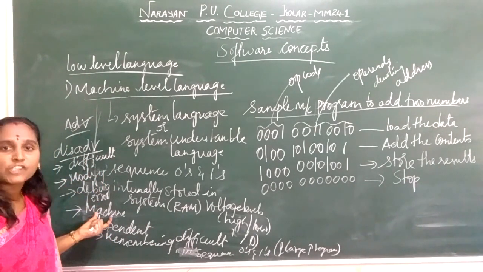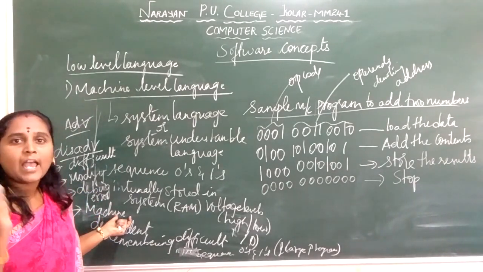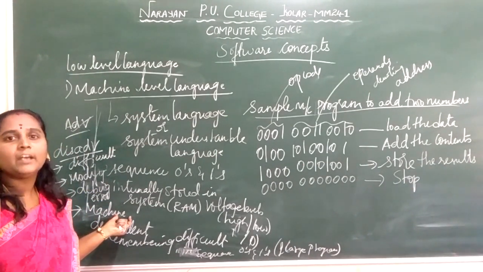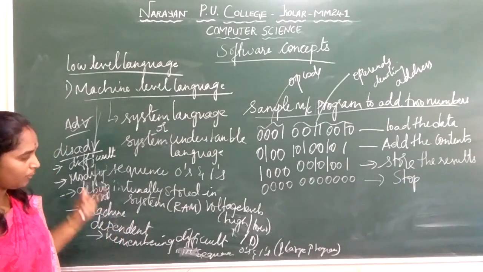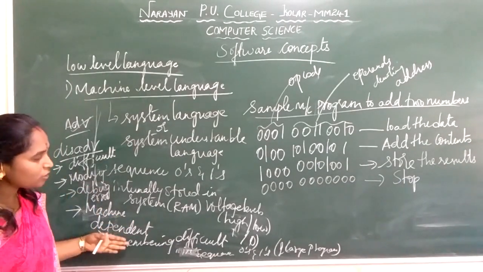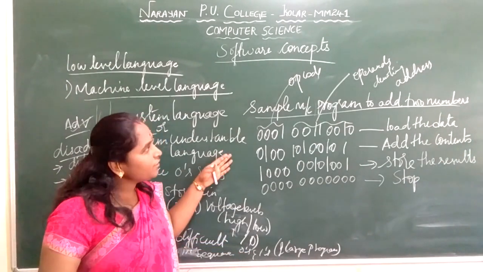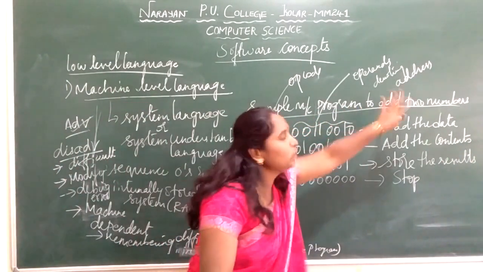Apart from that, it is machine dependent. So once it is machine dependent, the programmer has to know the internal structure of the system. If it is a large program with large sequences of zeros and ones, it is very difficult for a programmer to remember. One example of machine level language is adding two numbers.